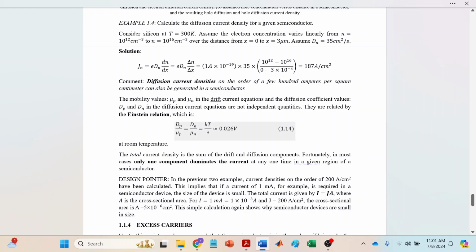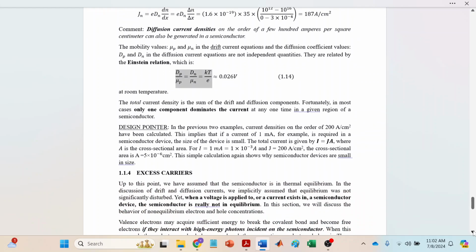So Dp is the diffusion coefficient of the holes. Up is the hole mobility value. Dn is the diffusion coefficient of electrons. Un is the electron mobility value. So they are related by Einstein's equation, where the ratio is approximately equal to 0.026.